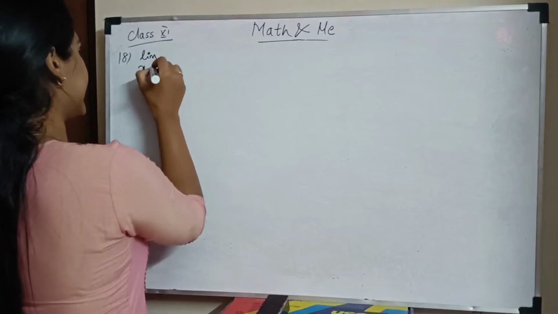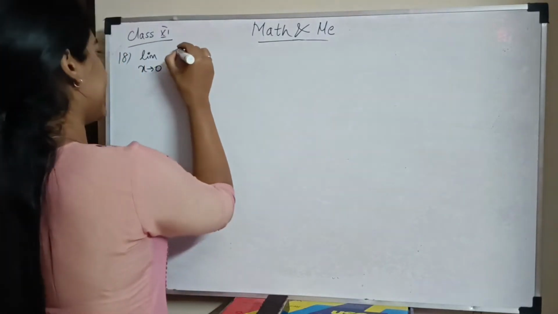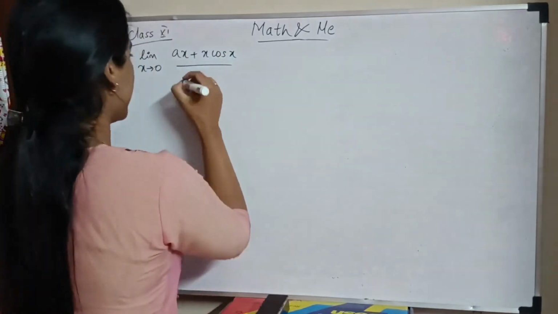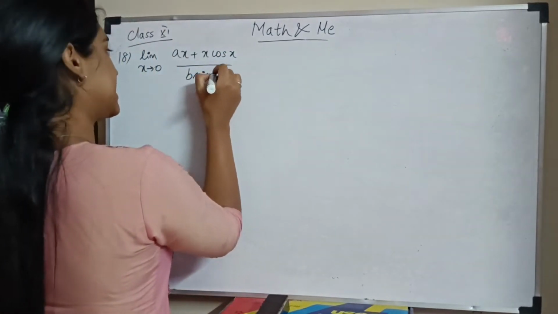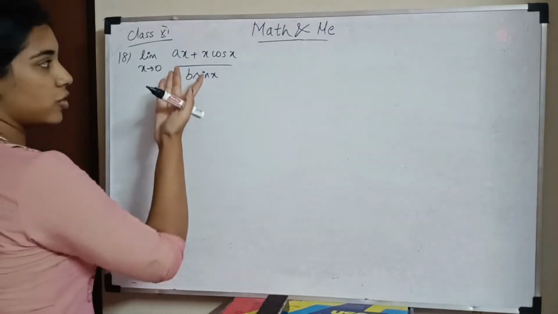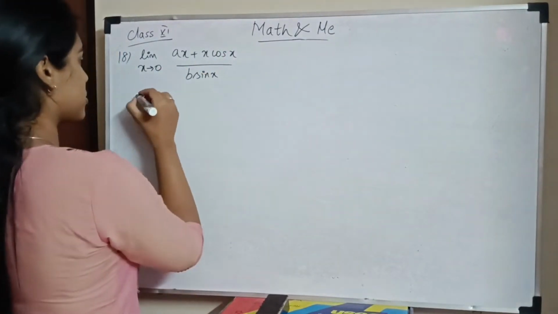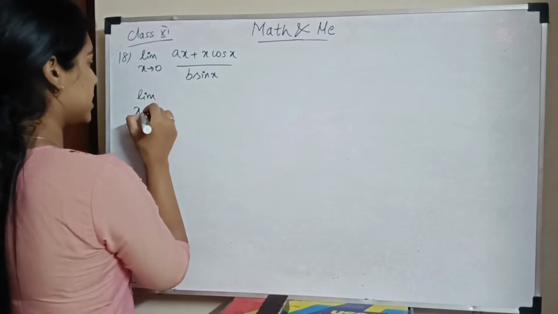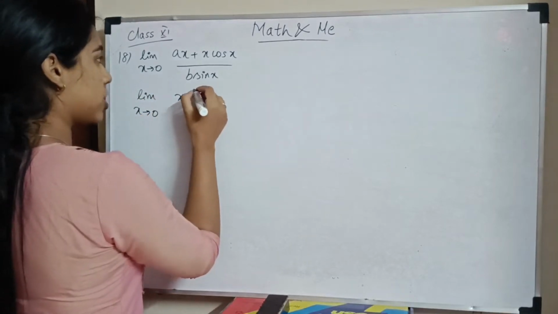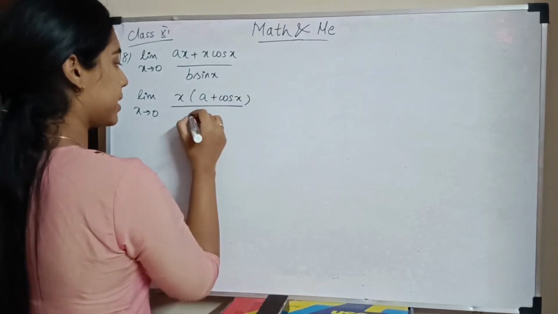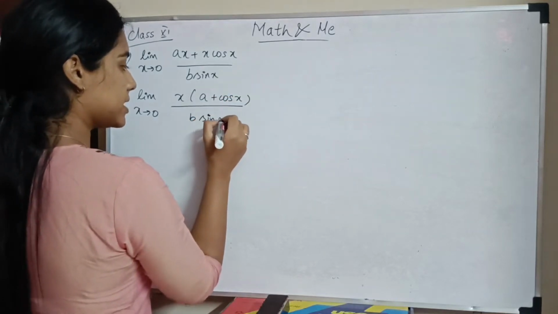Limit x tends to 0, ax plus x cos x divided by b sin x. இப்போ இதில் என்ன பண்ண முடியும்? ஏதாவது ஸ்ப்ளிட் பண்ண முடியுமா? ஏதாவது காமனாக எடுக்க முடியுமா? You have x in the numerator. So what do you do? Limit x tends to 0. x காமனாக எடுத்தா a plus cos x divided by b sin x.